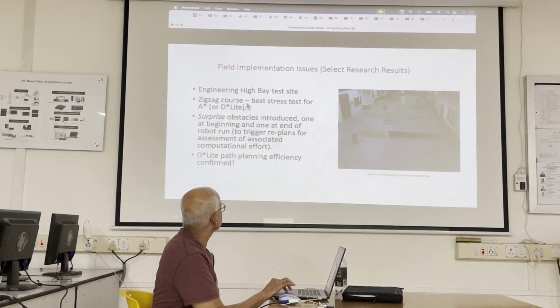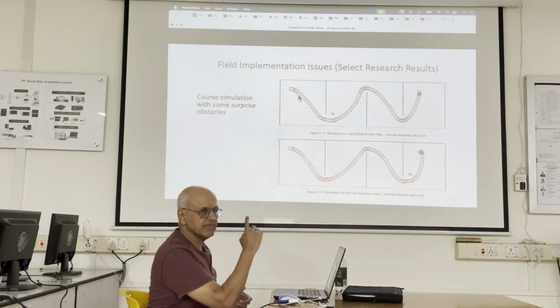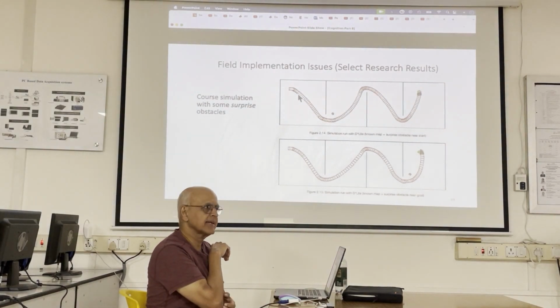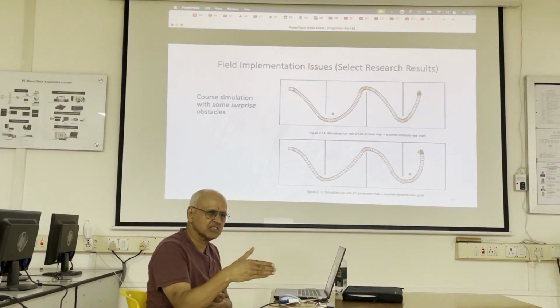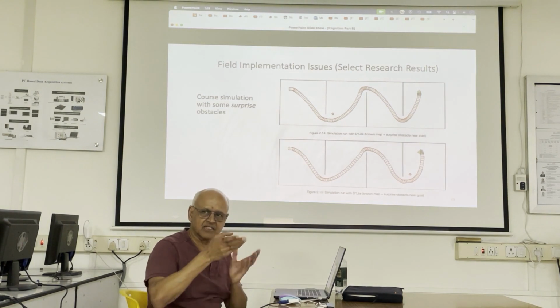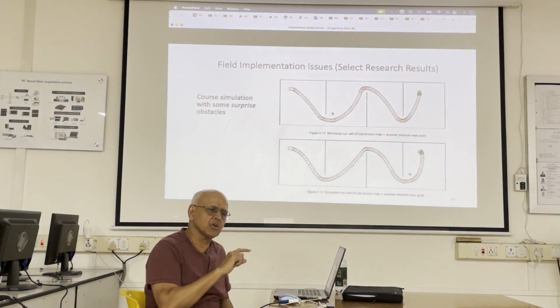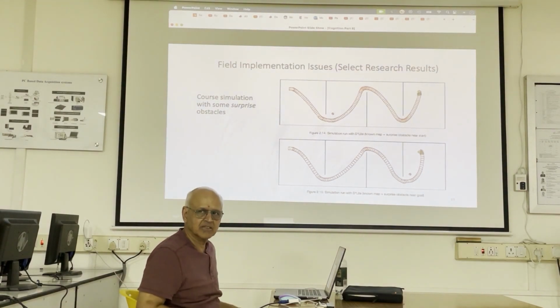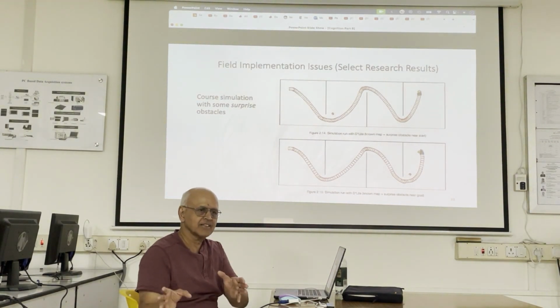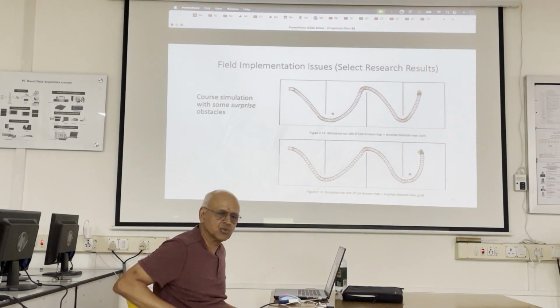So the zigzag course is the best stress test for A star or D star light. And we didn't have ROS at the time. This was almost like 12 years ago. ROS was just then starting. We had its father, Player Stage. Player Stage was the precursor to ROS. And the same guys who worked on Player Stage worked on ROS 1, and now they're working on ROS 2.